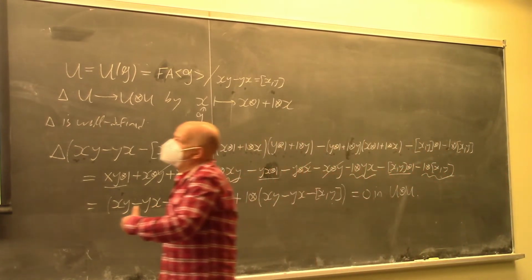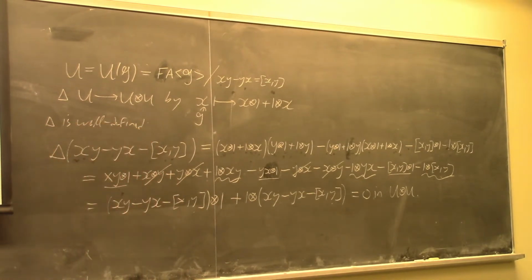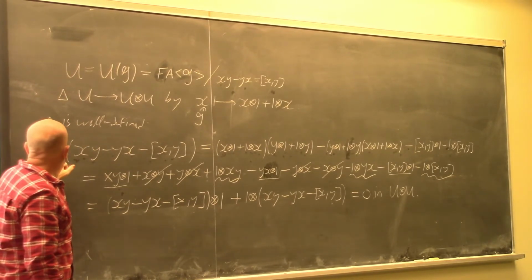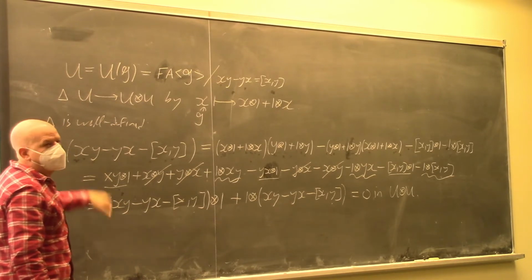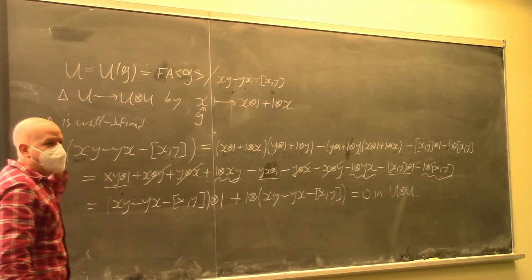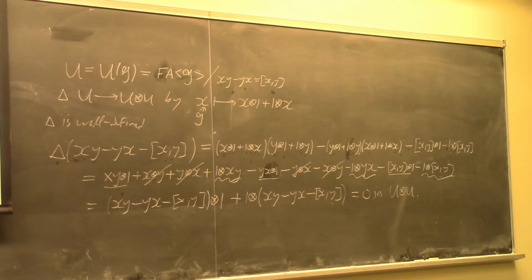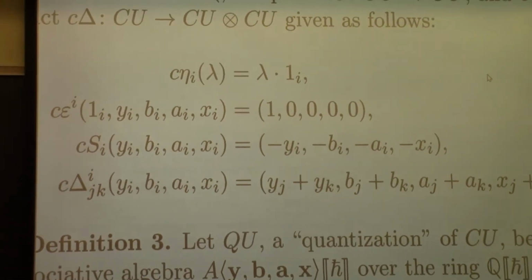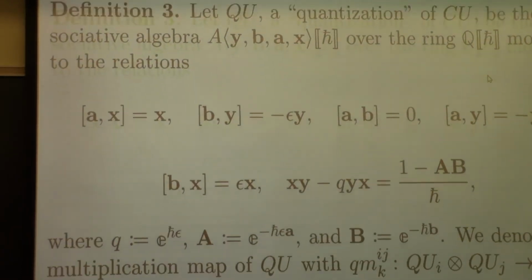You can similarly check that S is well defined, and then it's very easy to check all the properties. So the coproduct is co-associative, and so on. Everything is automatic. This is the only hard check. Okay. I should have done it last time, but I didn't. I'll explain in a moment why. Anyway, next.